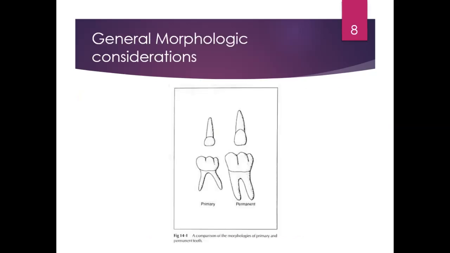With general morphology considerations, when you're comparing primary versus permanent, you can see, especially with the roots, they are more slender and more splayed out, and I'll show you a list of all the differences between the two so that way you can visualize.